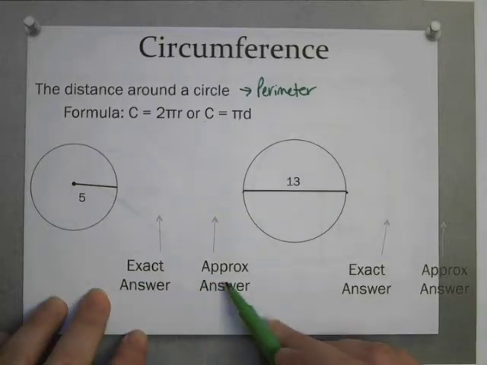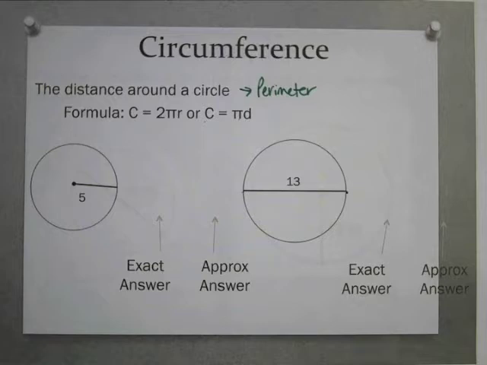Okay, notice I have these things down here. Exact answers, approximate answers. Okay, we're going to do both. When we're talking about the exact answer, and we talked about this a little bit last semester, that's when we keep that equal sign. And the equal sign means we do not plug pi into the calculator.